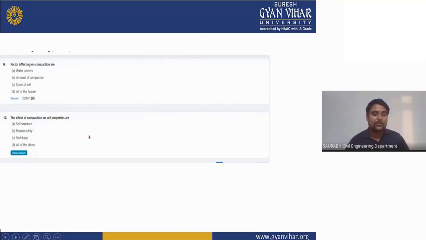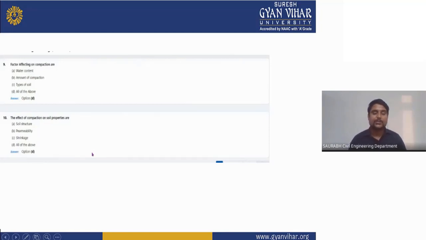Okay. Now come on the last question. The effects of compaction on soil properties are: soil structure, it will change; permeability, it will also decrease; shrinkage, it will also decrease. So here your right answer will be, again, all of the above. Your right answer will be D here.